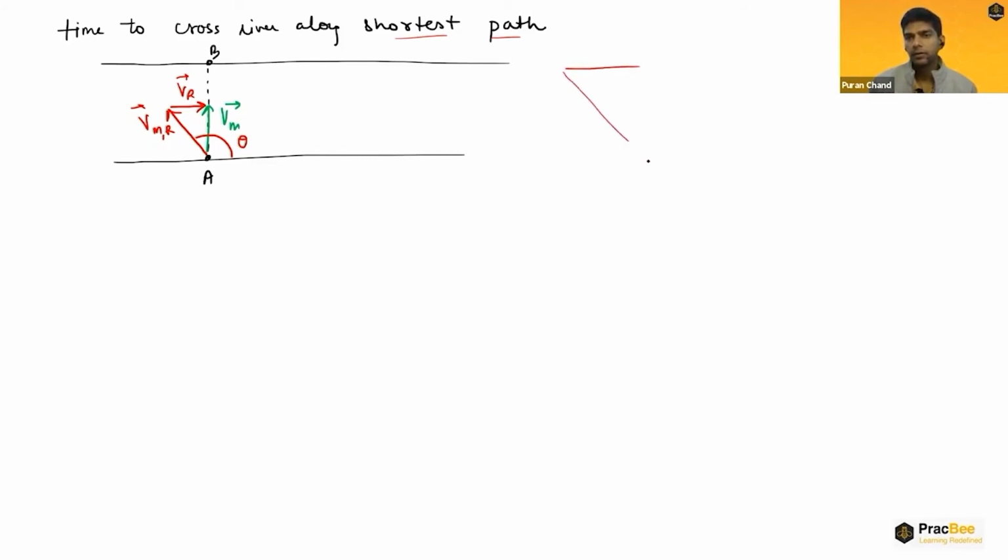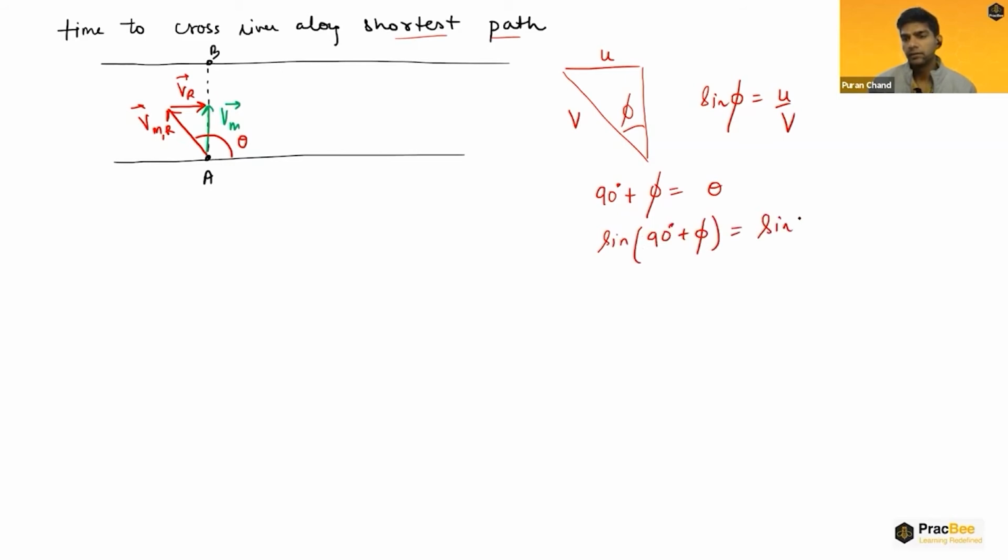So first of all, what is this angle theta? We have a right angle triangle. Let us say this angle is phi. So this is V and this is U, right? Your sine phi will be U by V. And what is theta? We know that 90 degrees plus phi is equal to theta. So if I take cos on both sides, it will be minus sine phi. What is sine phi? U by V. So minus U by V will be cos theta. So theta comes out to be cos inverse of minus U by V. So we have found the angle theta, right?